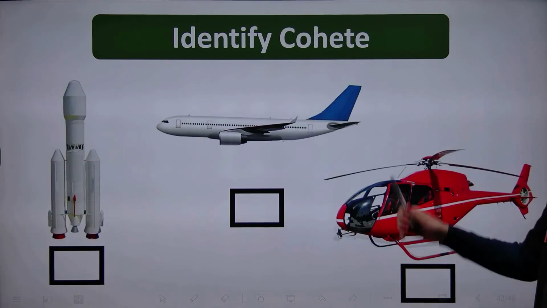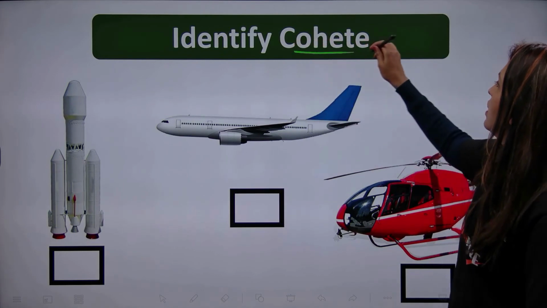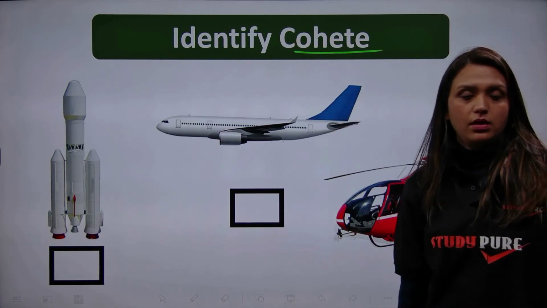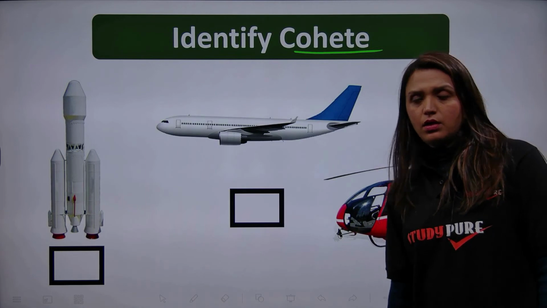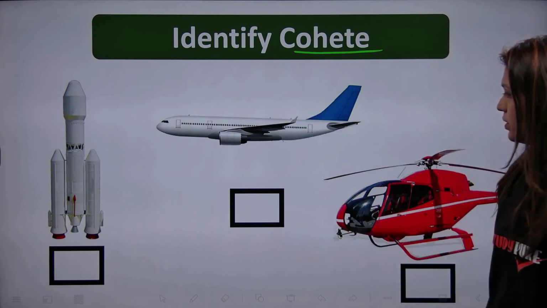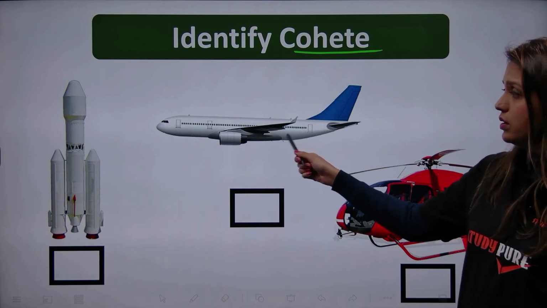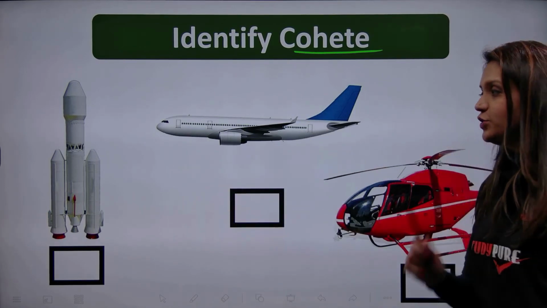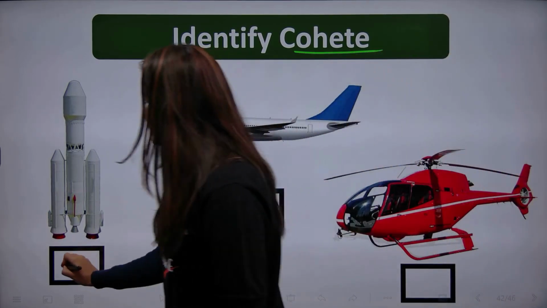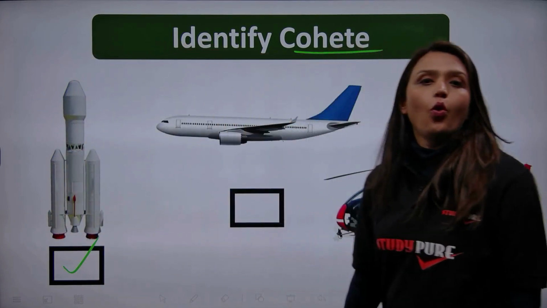Okay friends, now it's time to identify the cohete. Cohete. Which one is a cohete? This one? This one or that one? Yes, you all got it right. This is a cohete.